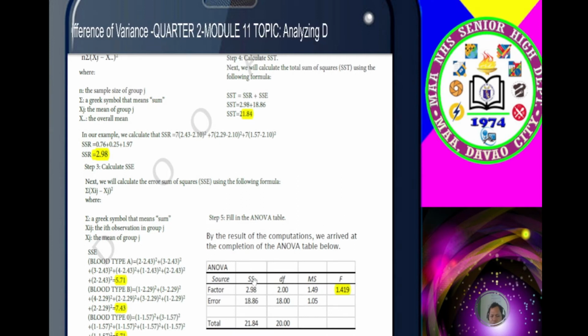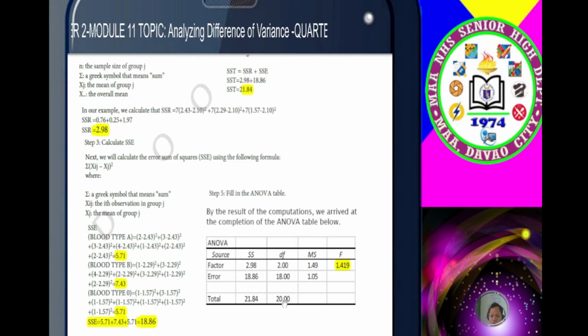For our factor, we have here the sum of squares, which is 2.98, and this value is 18.86. Then the degrees of freedom: we have 2 for the factor because k minus 1. For the error, 18 because n minus 3, or 21 minus 3, 18. So to get the total, you just add 2.98 plus 18.86, 21.84, and add this, it is 20.